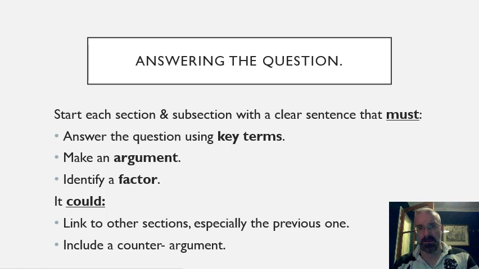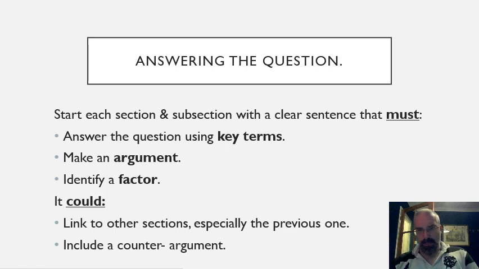You've also got to make an argument. It can't just be part of telling a story. It can't be an expression of a simple fact. It must be an argument. And what it must also do is identify one of the factors that you are talking about. So if you're doing the causes of the English Civil War, social, political, economic, religious, it's identifying a specific factor: religion, technology, politics.